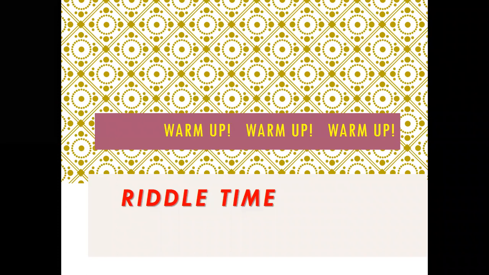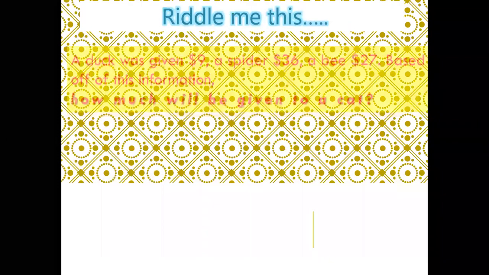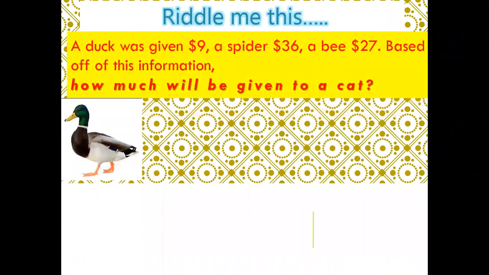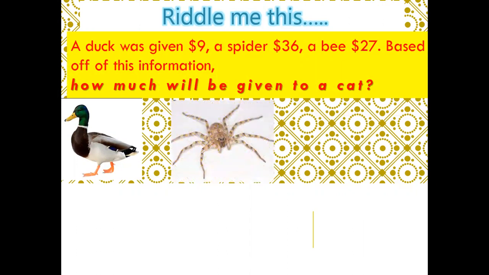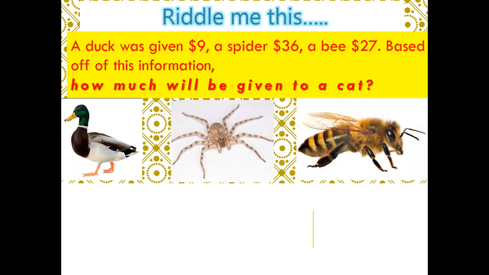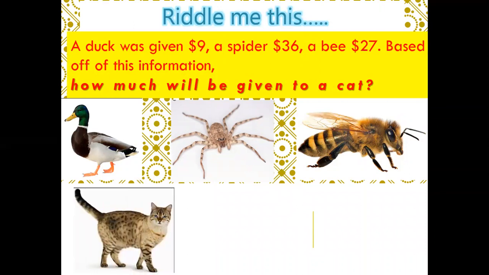We're having mathematics, and before we go into our topic, I want us to look at a quick riddle. Let's see how many of us can figure out the answer. A duck was given $9, a spider was given $36, and a bee was given $27. Based on this information, how much do you think should be given to a cat?